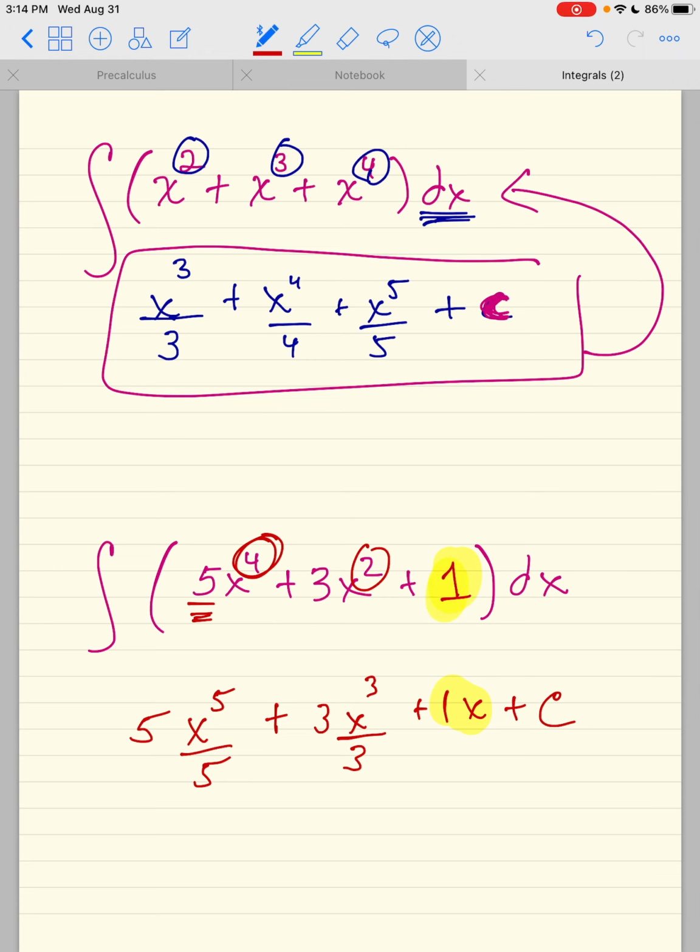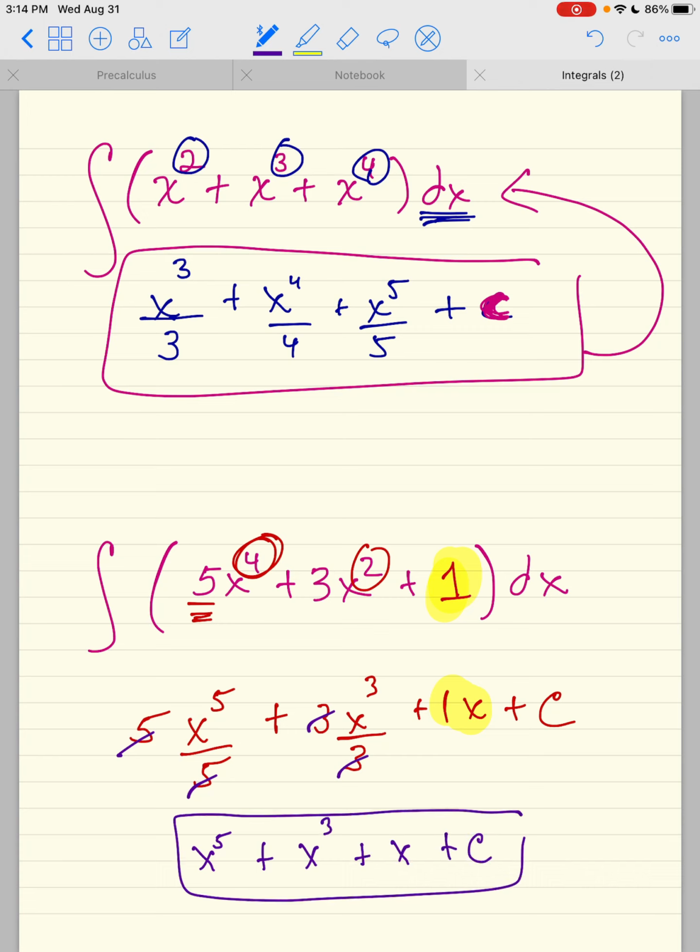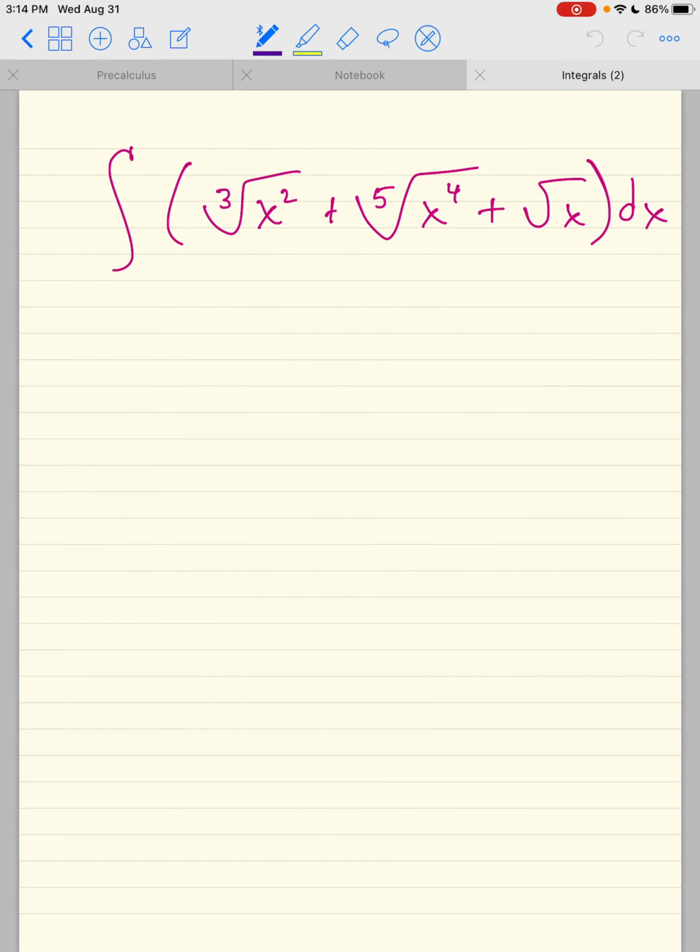You must clean it up, obviously, and so we can cross off the 5s and the 3s. So you're left with x to the 5th plus x to the 3rd plus x plus c. Okay, so this is the antiderivative. Let's try a few more.